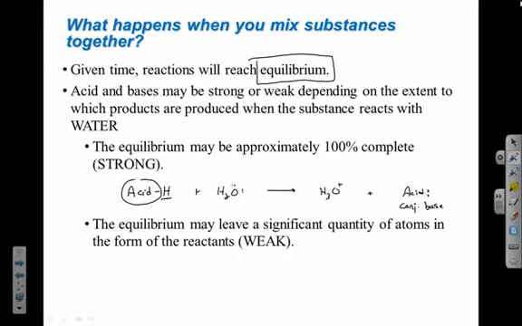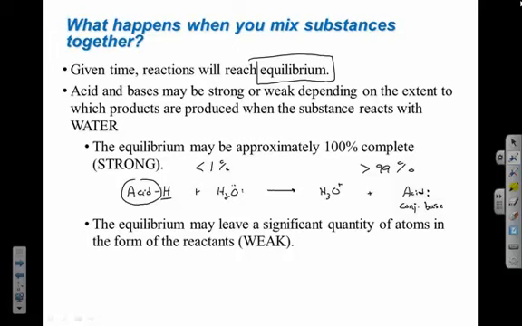So if I have greater than 99%, and there's no strict cutoff, but roughly 99% products and less than 1% reactants, then mathematically that's about the same as 100%. And so that's what it means to have a strong acid.